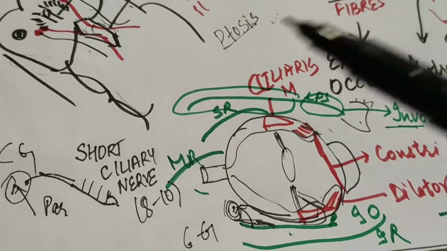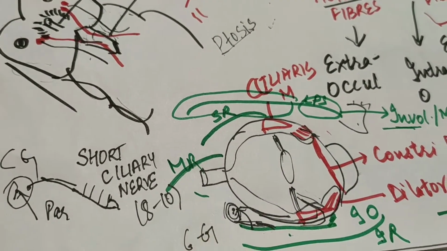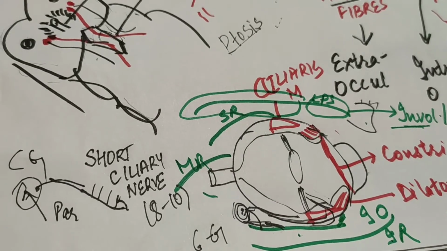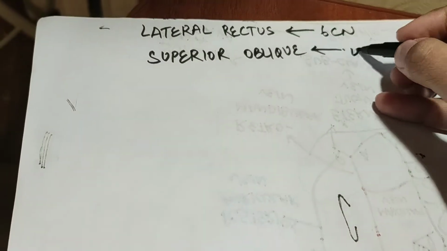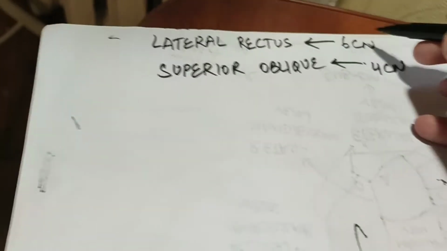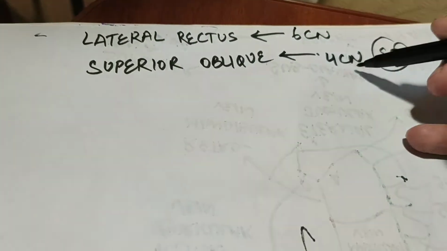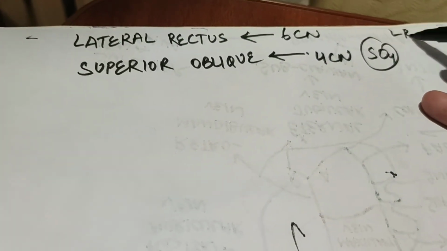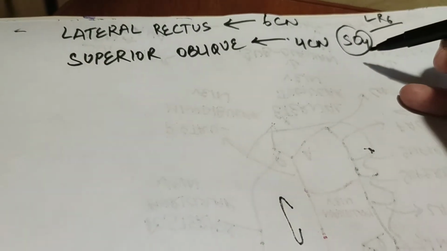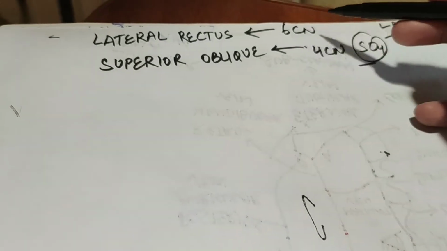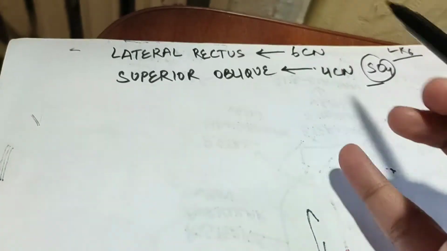So only two extraocular muscles are working: the lateral rectus, which is supplied by the 6th cranial nerve, and the superior oblique muscle, which is supplied by the 4th cranial nerve. These two are working because they are supplied by those nerves. The way I learned to remember is SO4 and LR6: superior oblique and lateral rectus. These two are working. What is the function of the lateral rectus? It will abduct your eye.